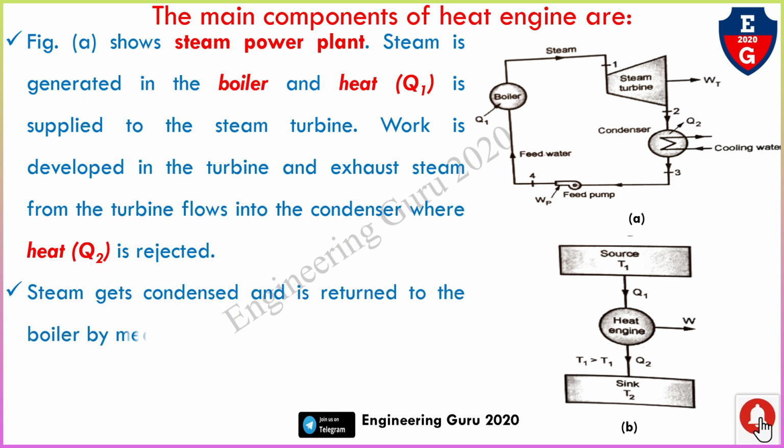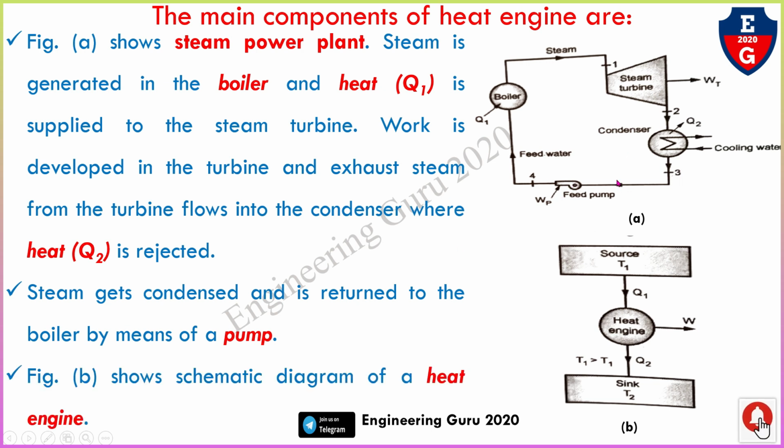The steam gets condensed and is returned to the boiler by means of a pump. So here this Q2 heat is rejected. The steam gets condensed in the condenser and is returned by this pump. So this is called a steam power plant.